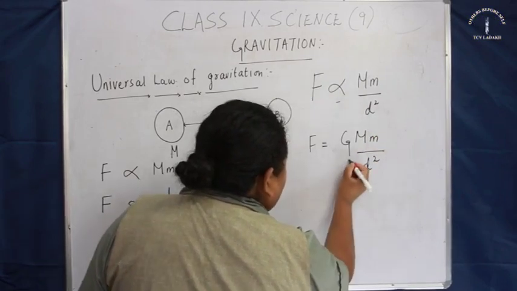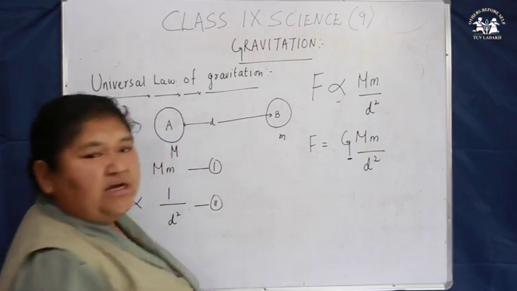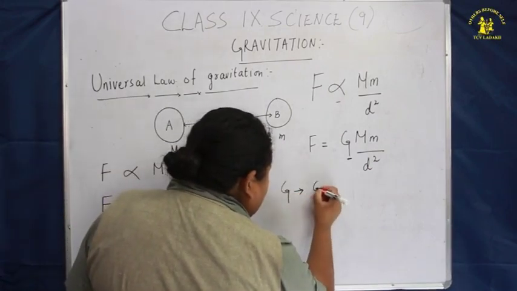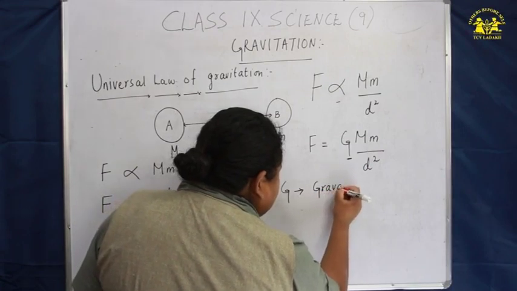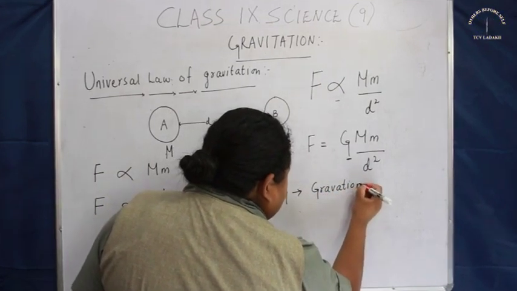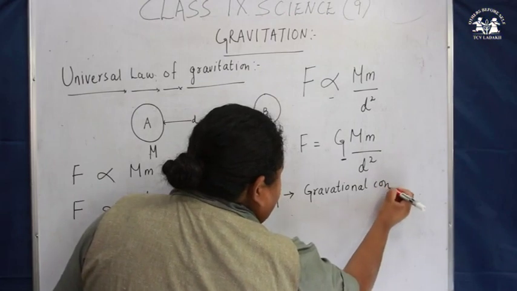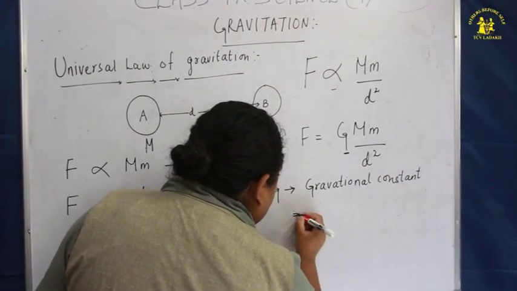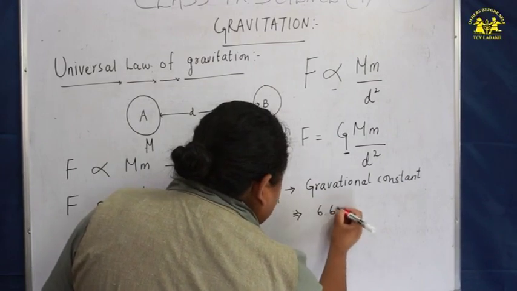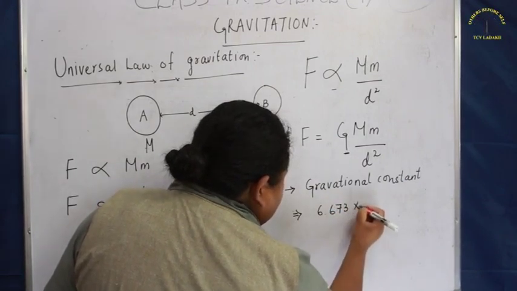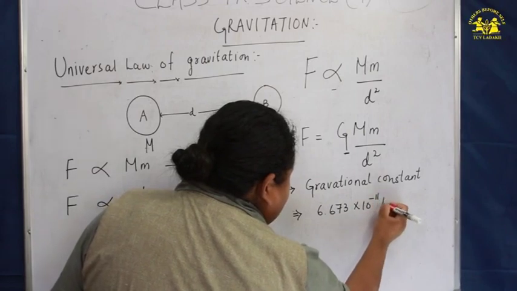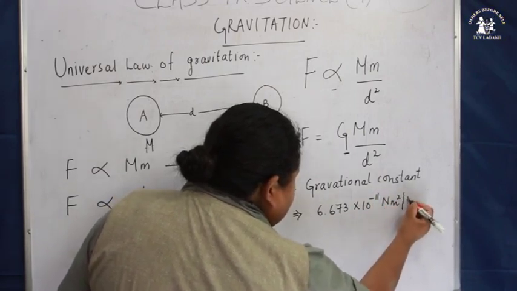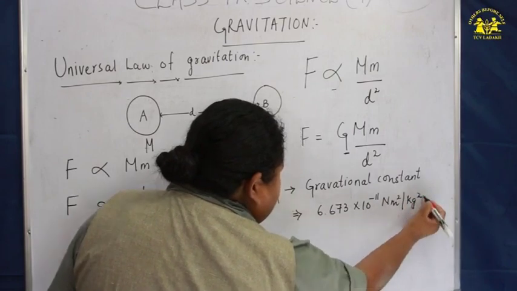Now you must be wondering what is this G? G here is known as the gravitational constant. The value given for G is 6.673 into 10 raised to power minus 11 Newton meter square per kg square. The value is given there.